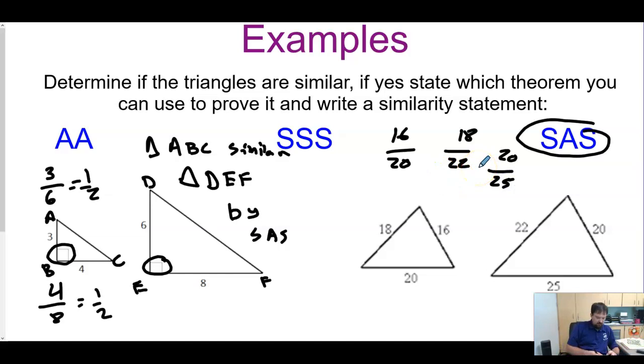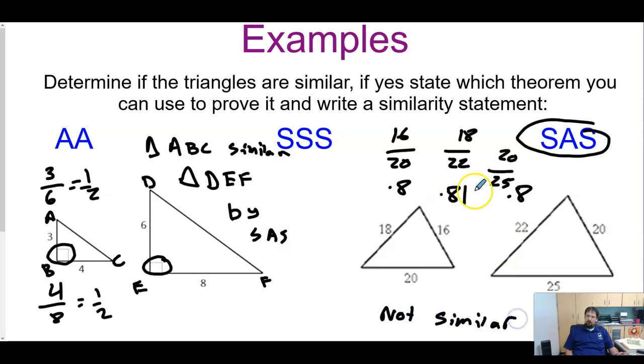If we do 16 divided by 20, we get 0.8. If we do 18 divided by 22, sorry, we get 0.81, and we do 20 divided by 25, and we get 0.8. So these ones are really, really close. I think they meant to try to make this so that it would be proportional. But since they're not exactly proportional, we're going to say that it's not similar.